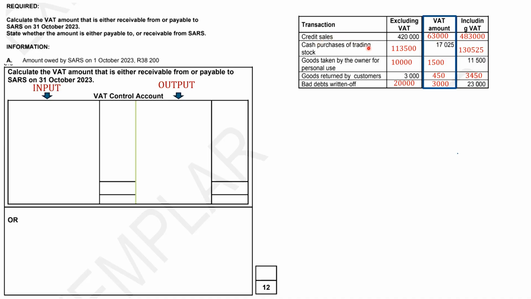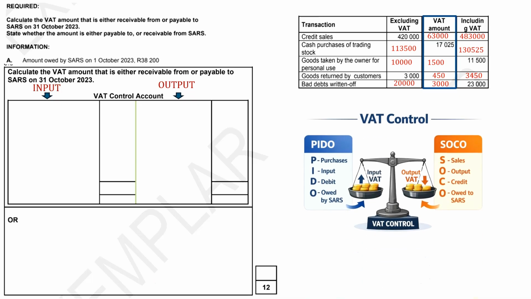A method I like to use when doing my VAT control account is a method I developed myself. It's called the SOCO and PIDO method. Let me pull it up right now. So this is how I do my VAT control account. PIDO and SOCO. This will help you memorize what goes on which side. Please take it down. Please copy. Feel free to pause the video and copy it down.